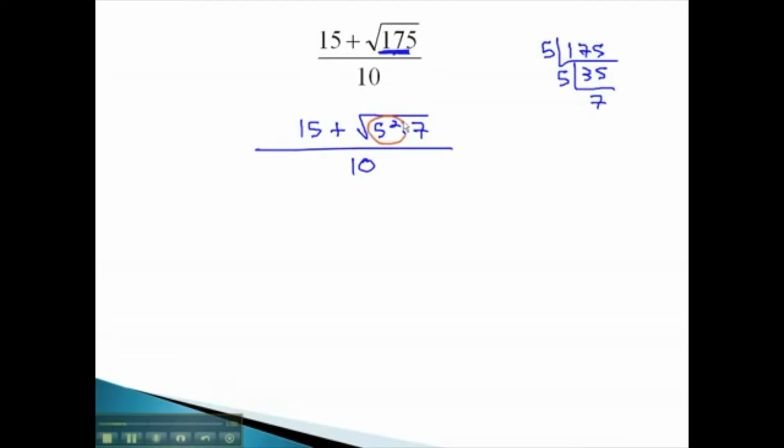Continuing to simplify the radical, we can pull the 5 squared out as just a 5 to the first when we divide the exponent by the index. We now have 15 plus 5 times the square root of 7 over 10.